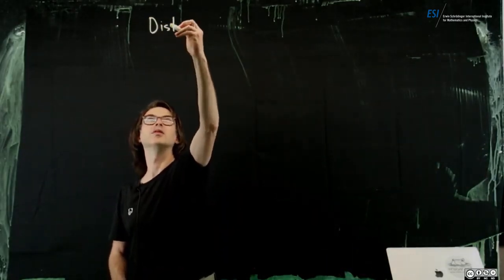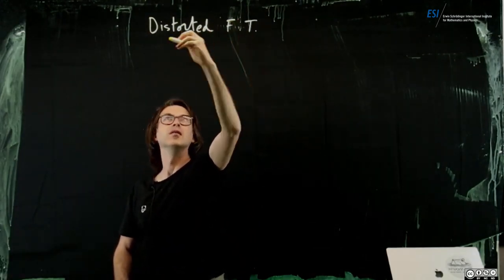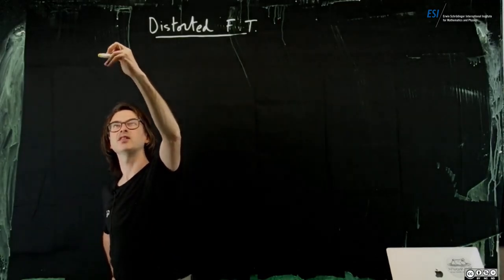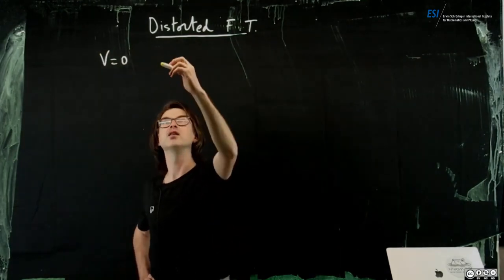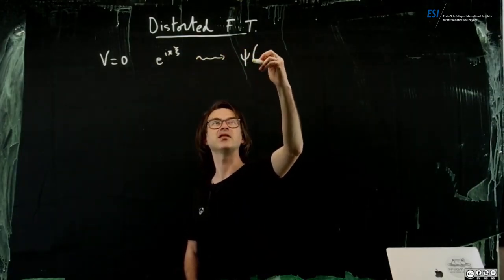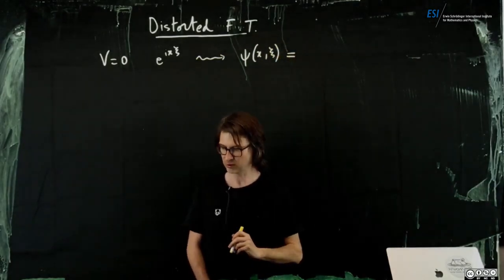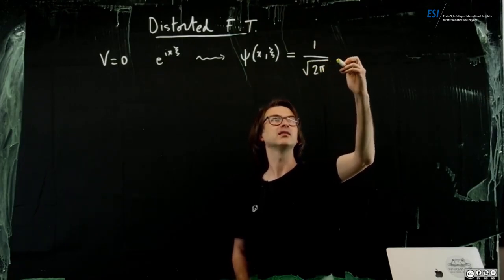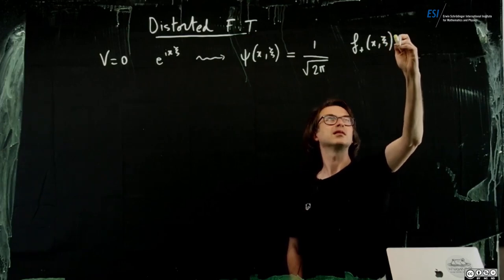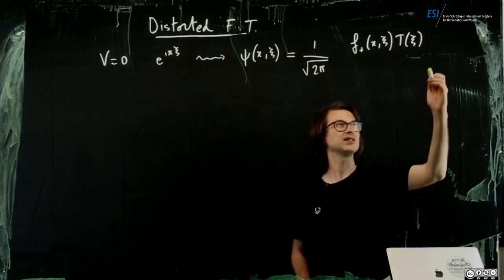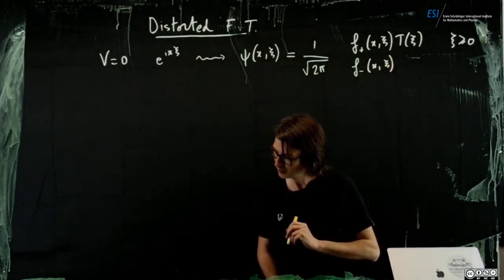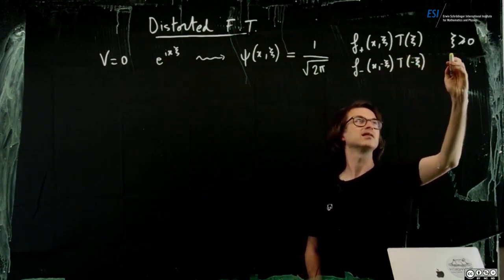Okay, so distorted Fourier transform. In the flat case for V equals zero, of course the Fourier transform is defined through the complex exponential e^{ixξ}. And in the distorted case, this becomes ψ(x, ξ), which is defined as follows: 1 over square root of 2π times f₊(x, ξ) times T(ξ) for ξ greater than or equal to 0, and f₋(x, ξ) times T(−ξ) if ξ is less than 0.